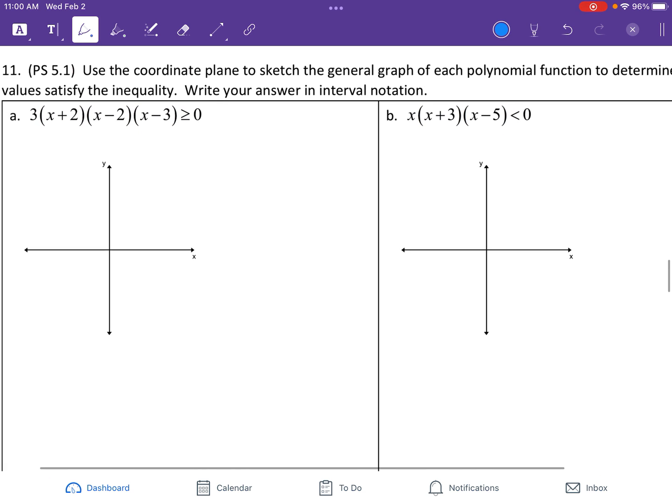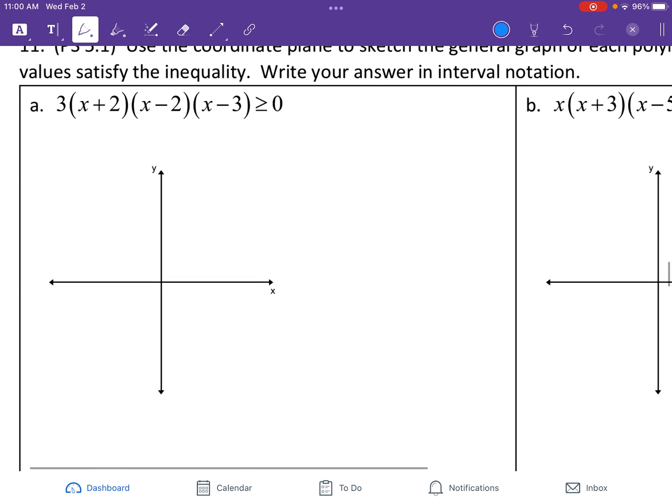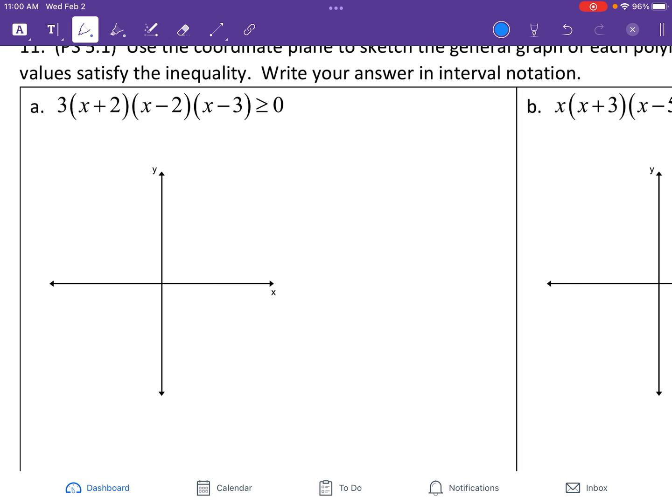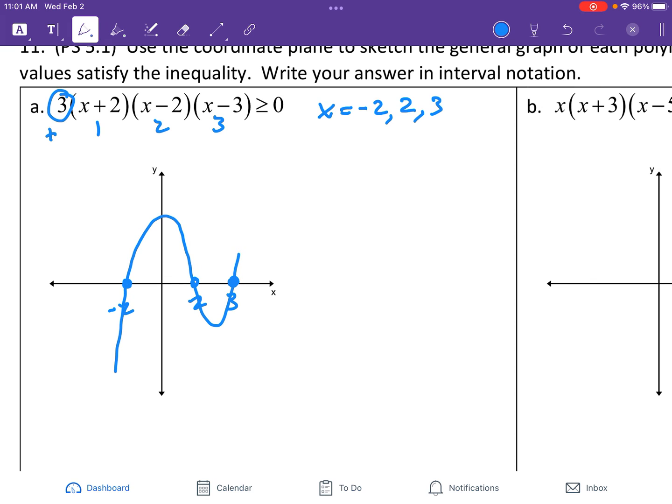Next, inequalities of things that have already been factored. Now this is a problem on the formative for these, so please make sure you pay attention to this stuff. We have 3 different x values here. So we're going to solve all of them for x. So x is going to equal negative 2, positive 2, and positive 3. We're going to put all those down on our coordinate plane grid here. Since this number is positive, we're going to go up. We just talked about that in the last couple problems.